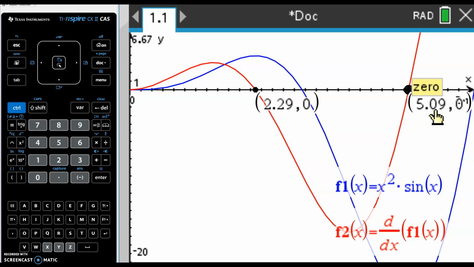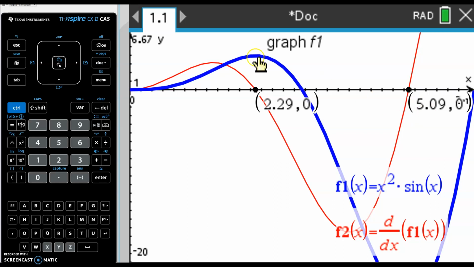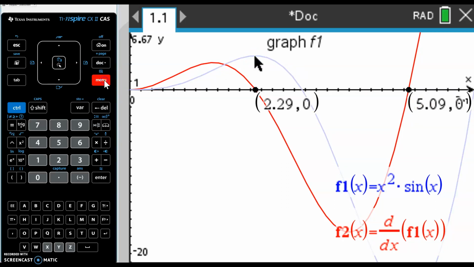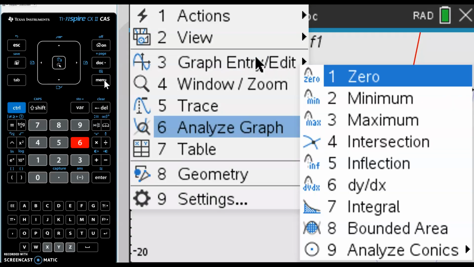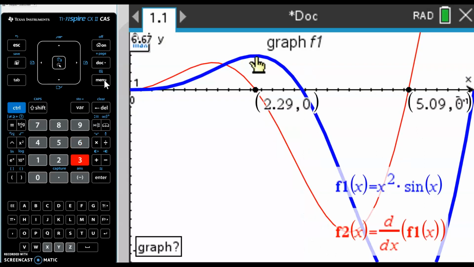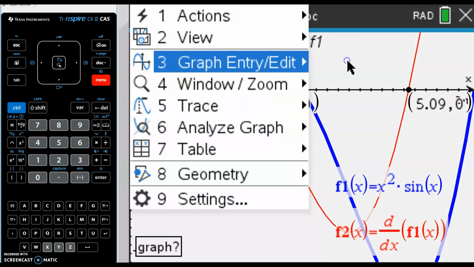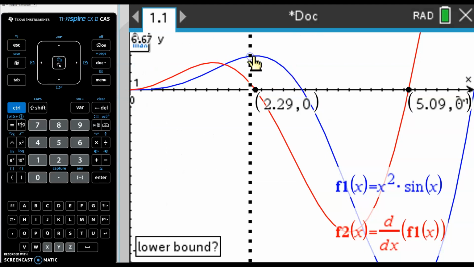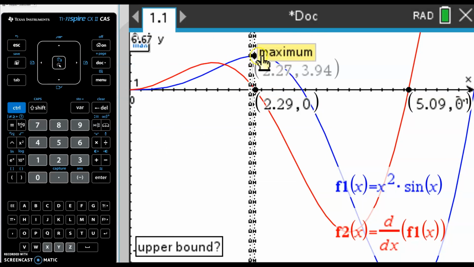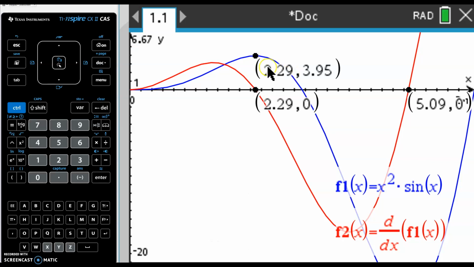Just to give you some confidence in that this actually works, that the 0 of our derivative is where the min or max occurs of our function, let's actually find this maximum value right here. So menu, analyze graph. This time I'm going to do the maximum of the graph, and I don't know why it did that. And so lower, upper, and you can see that both of those line up with the same x value. Pretty cool. So that's really all I'm going to do with the calculator.